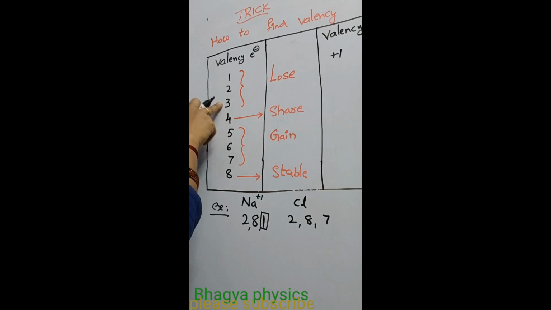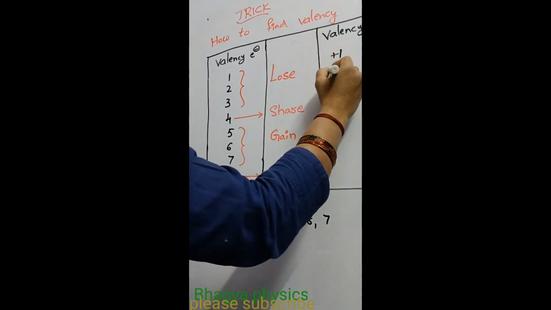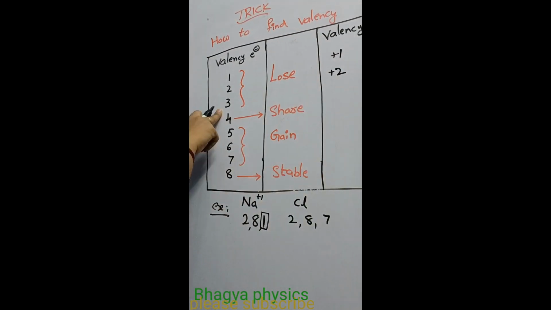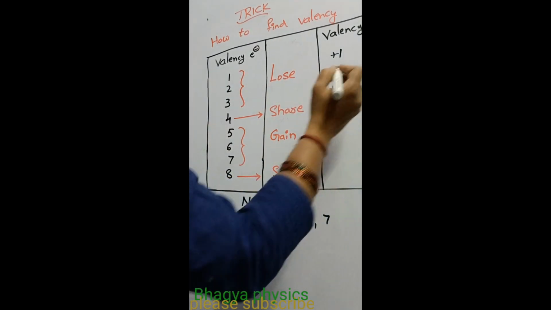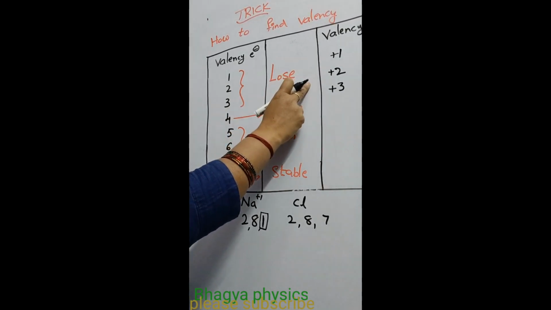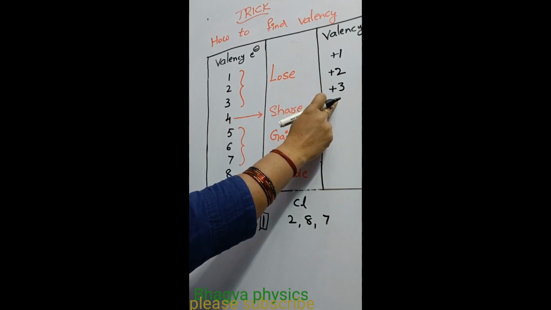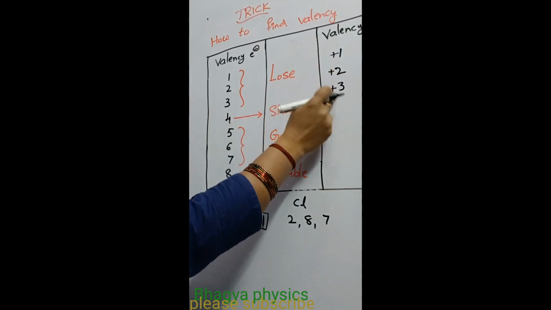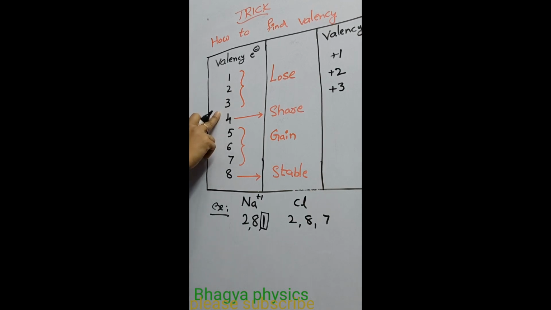In the same way, if any atom has 2 valency electrons, it is also ready to lose those 2 valency electrons instead of gaining 6 electrons. So valency is plus 2. If any atom contains 3 valency electrons, it also loses them very easily compared to gaining 5 electrons. Valency is plus 3. So if atoms have 1, 2, or 3 valency electrons, those atoms always get a positive charge, which means positive valencies 1, 2, 3 according to the number of valency electrons.